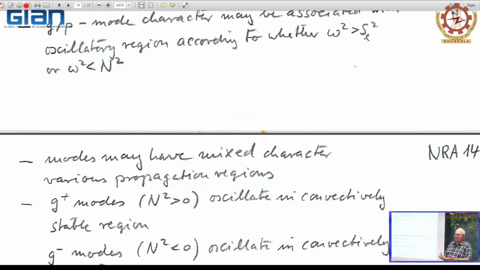So if we consider this as a standing wave, we cannot distinguish whether it's a G mode standing wave or a P mode standing wave. The character of this mode is not determined. It has a mixed character. It's neither a pure G mode nor a pure P mode.